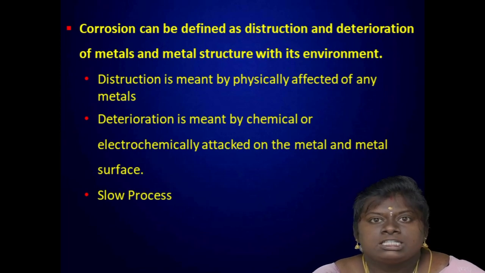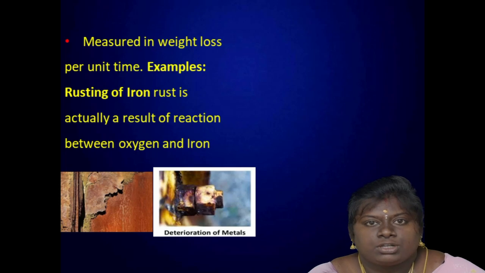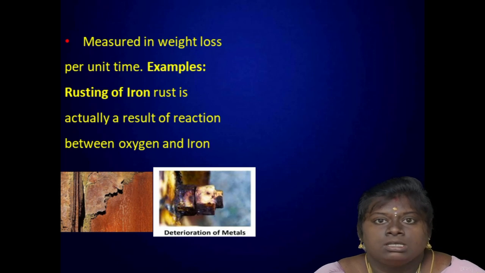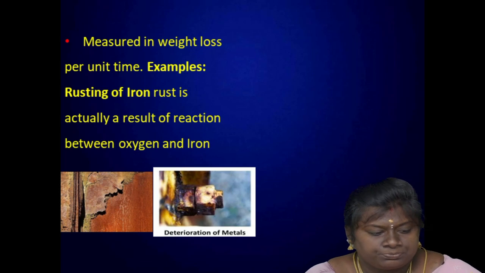Destruction means the physical attack on the surface of the metal. Deterioration means gases attacking the chemical interior structure of the metals. Normally, corrosion is a slow process. It takes more than one year. The corrosion rate is measured by the weight loss method. The best example of corrosion is the rusting of iron. The figure shows iron being corroded by the atmosphere. It is the chemical reaction of iron and the oxygen molecule.